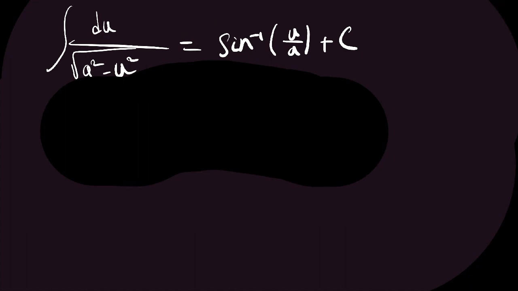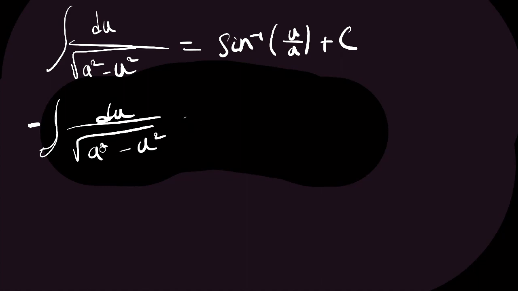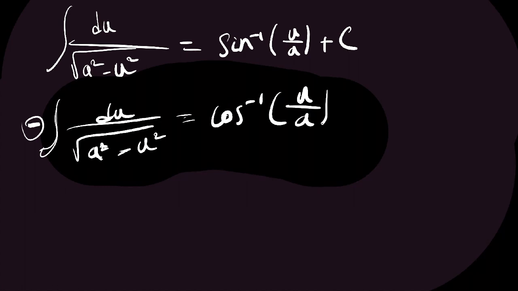Now let's go to cosine. In the beginning we saw that sine and cosine are literally the same, except in cosine we have a negative. If you see a negative here or a negative inside, don't confuse that for two different negatives. It's just one negative. If you see one negative, you know that it's going to be cosine inverse of u over a plus c.